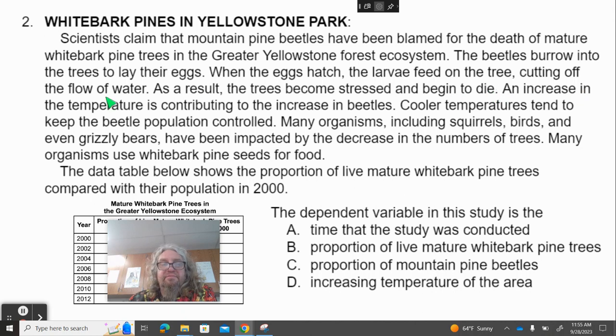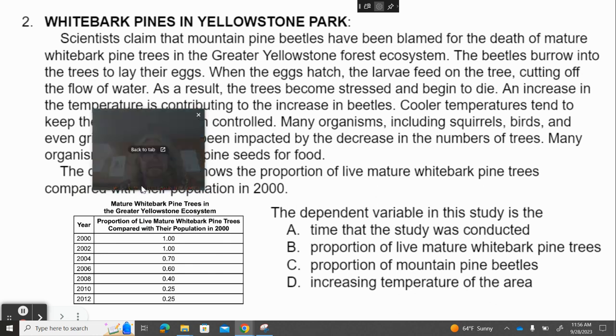An increase in temperature is contributing to the increase in beetles. Cooler temperatures tend to keep the beetle population controlled. Many organisms, including squirrels, birds, and even grizzly bears, have been impacted by the decrease in the numbers of trees. Many organisms use whitebark pine seeds for food. The data table below shows the proportion of live, mature whitebark pine trees compared with their population in 2000. That's this data table right here.